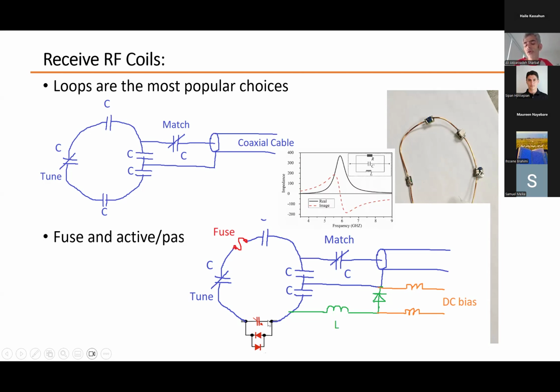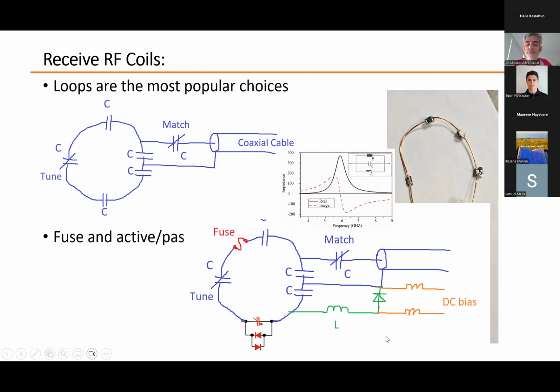And when it goes higher than the forward bias voltage of the diodes, no matter what the polarity is, one of the diodes will turn on and make this part a short circuit. Actually, it bypasses the capacitor. So when you no longer have this capacitor, the total capacitance of the loop changes, and so the resonant frequency of the loop changes, so you can't get any signal anymore.